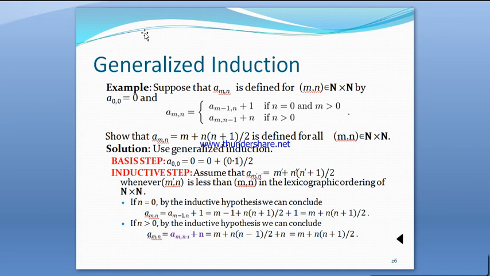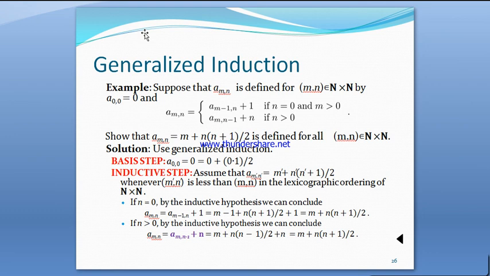Suppose that a of m comma n is defined for the ordered pair m comma n belonging to N cross N by a of 0 comma 0 equal to 0, and a of m comma n equal to a of m minus 1 comma n plus 1 if n equal to 0 and m greater than 0, and if n greater than 0, it is a of m comma n minus 1 plus n. Show that a of m comma n is m plus n times n plus 1 by 2, defined for all m comma n belonging to N cross N. Using generalized induction, in the basis step, we have a of 0 comma 0 equal to 0, which is 0 plus 0 times 1 by 2.